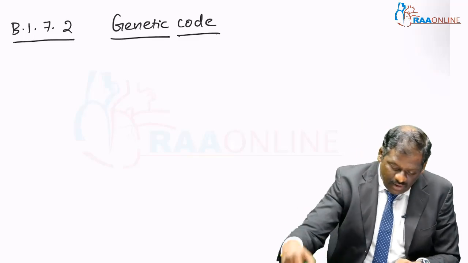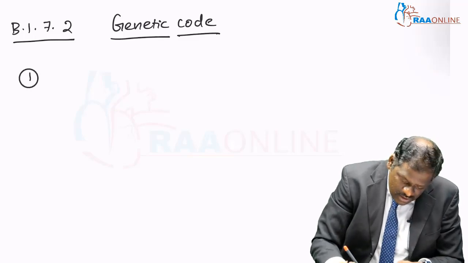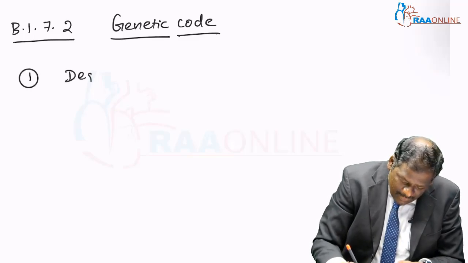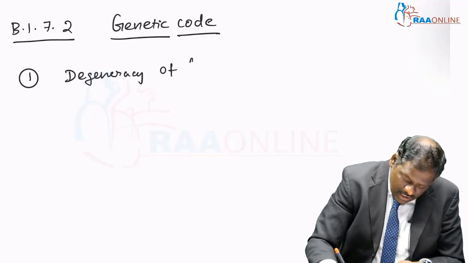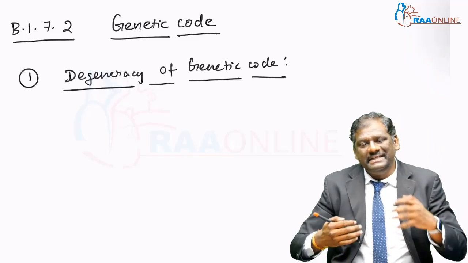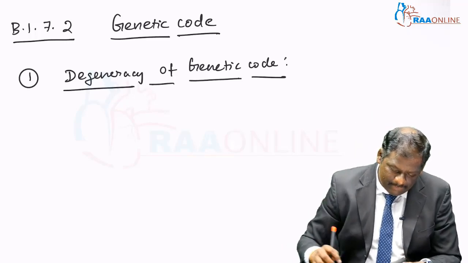So the first property of genetic code is called degeneracy of genetic code. So what do you mean by degeneracy of genetic code? Any idea?